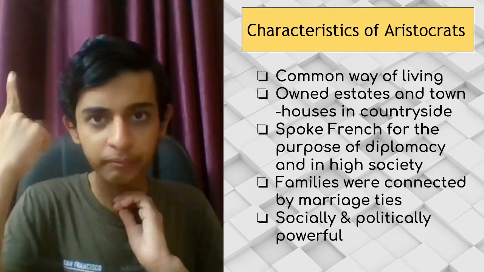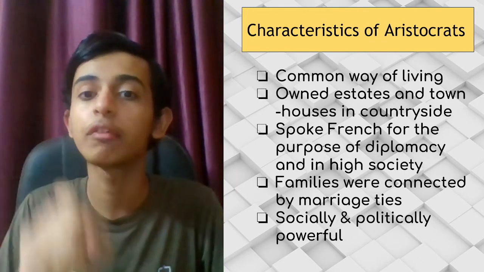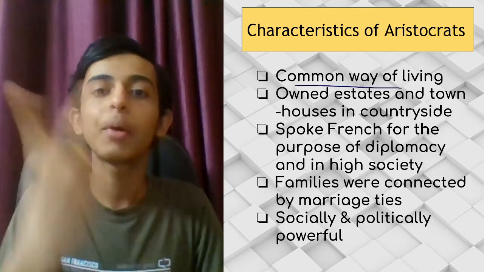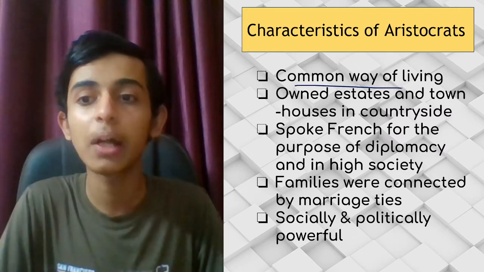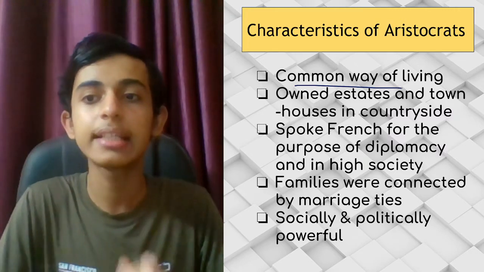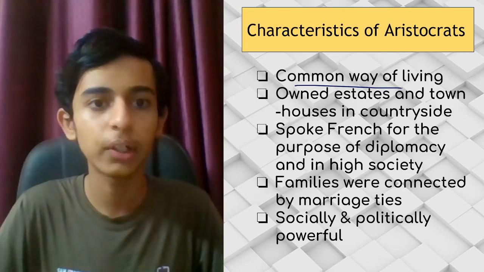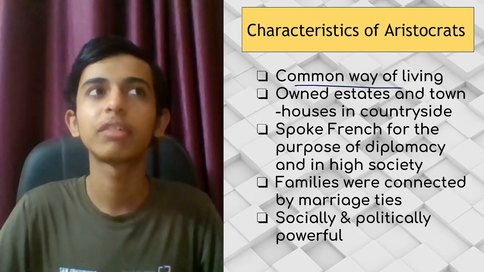What were they? Point number one, they had a common way of living. They used to live in a common way, right? Point number two, they owned estates and townhouses in the countryside. Estates are some kind of land. Townhouses, you all know, some kind of villa type.